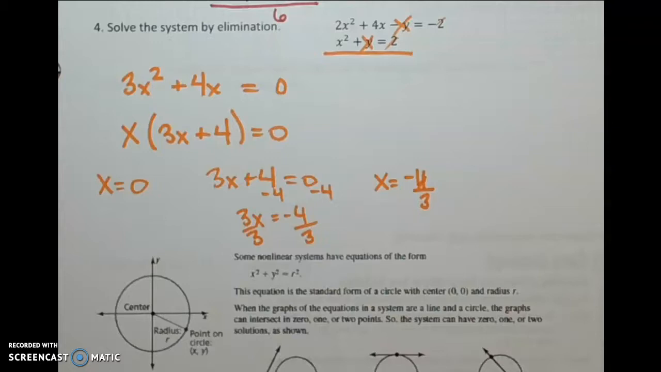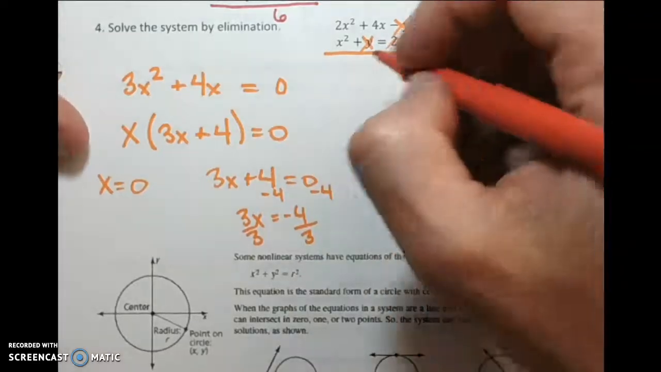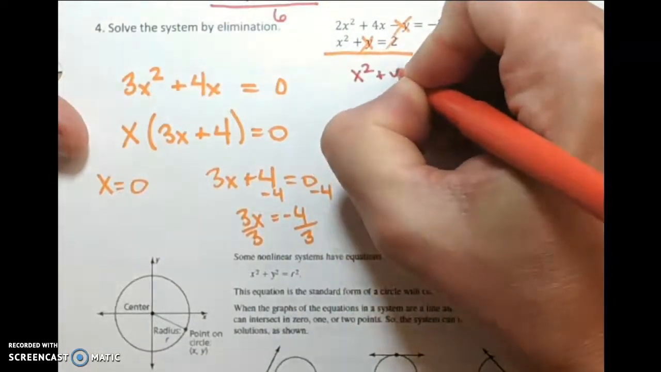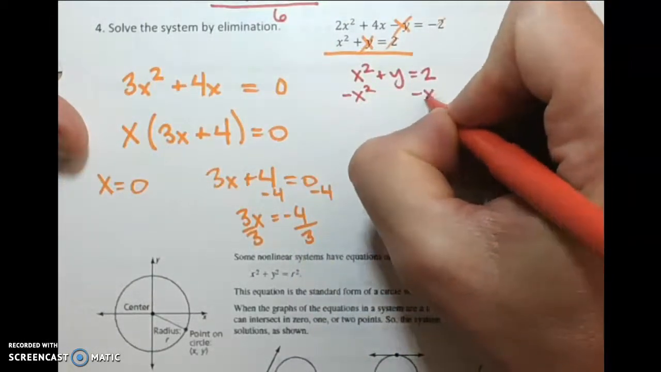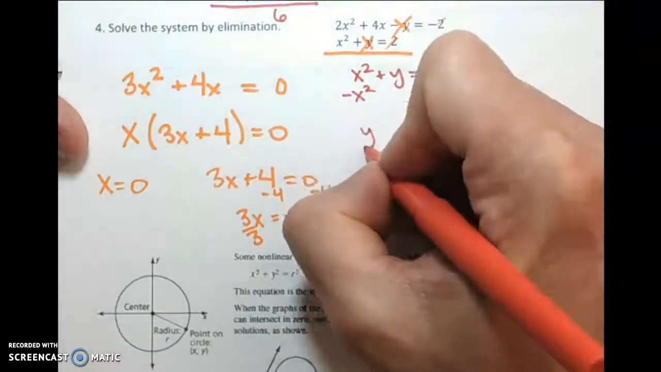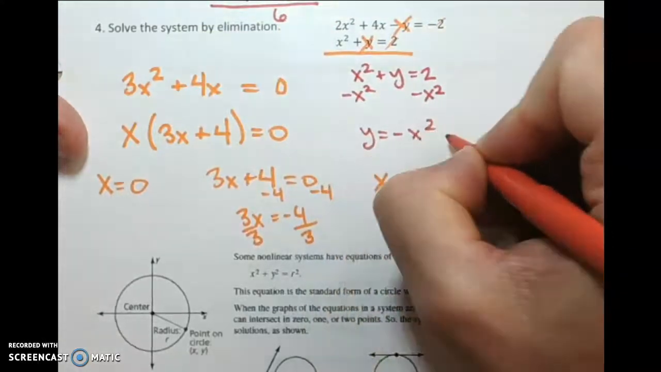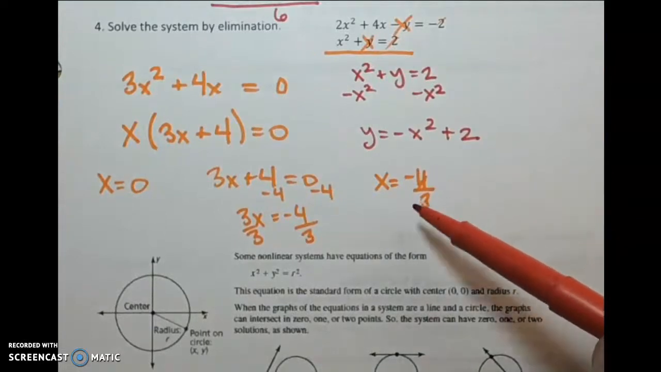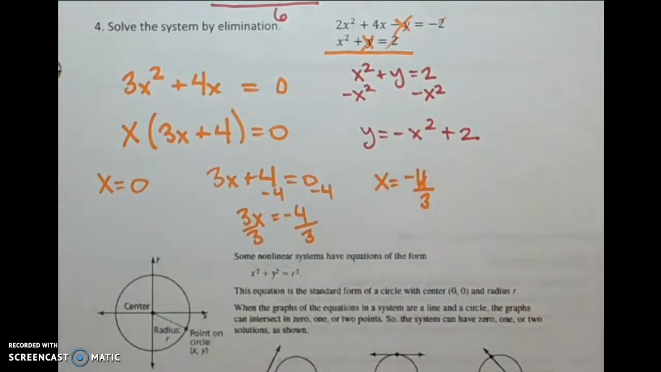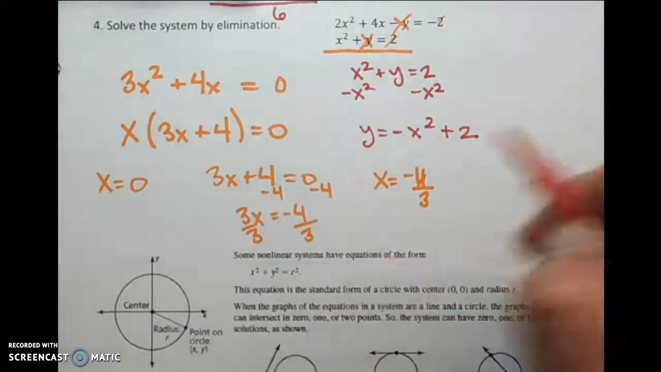But what do I need to do now? Well, I need to take those two equations and substitute them in to solve for the y, because I'm looking for ordered pairs. So I'm going to take this one right here: x squared plus y equals 2. I'm going to solve for y, so I'm just going to subtract x squared from both sides, and I get y equals negative x squared plus 2. I do that just to make it easy on myself, because then when I plug in my x's, I solve for my y's.